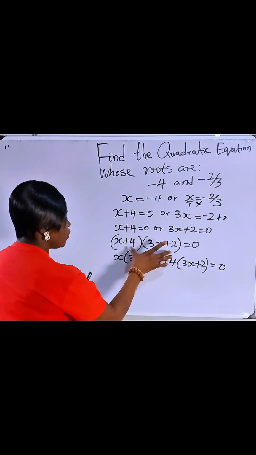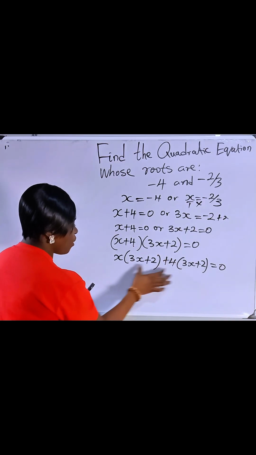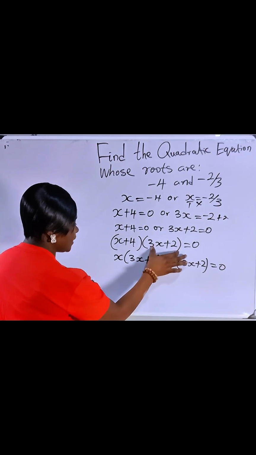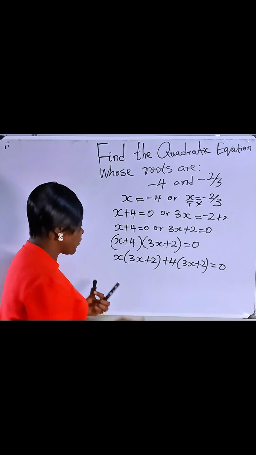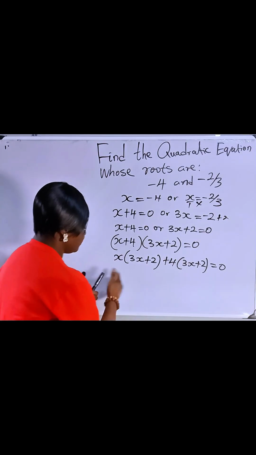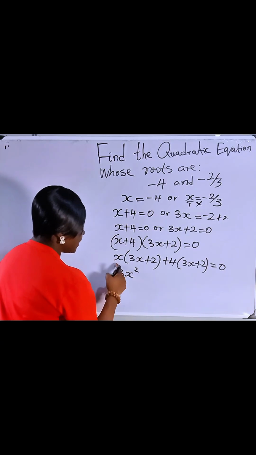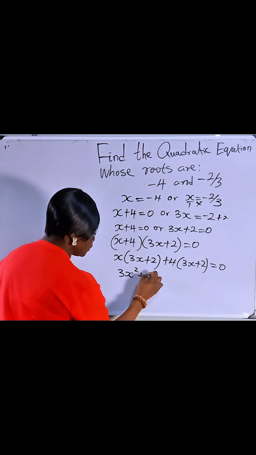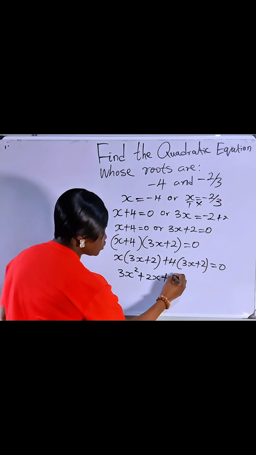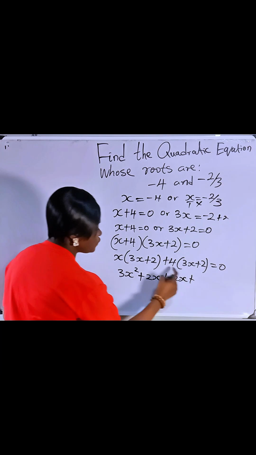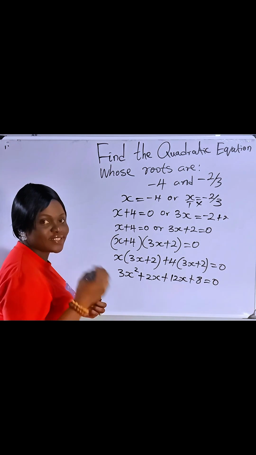This particular one here is what gave out this. We have a common term here, that is why we picked one to get this, and this plus this gave us this. So from here, we can now open the brackets. x times 3x gives us 3x squared. Then x times plus 2 gives us plus 2x. Then plus 4 times 3x gives us 12x. Plus 4 times 2 gives us 8. And this equals 0. We are almost there.